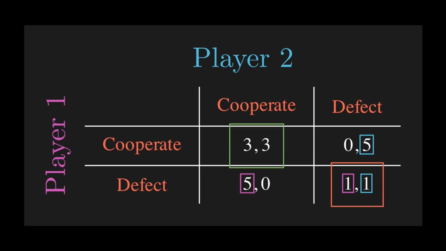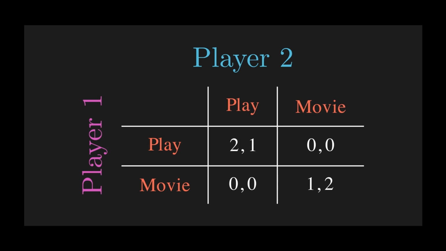Okay, so let's play another game. Let's say you're planning a date and you've forgotten your date's phone number. You've lost it, you lost your phone, you have no way of communicating. But you know something about each other's preferences. You know you both want to go on a date together, and you know what each other likes to do on a date. So there are two options.